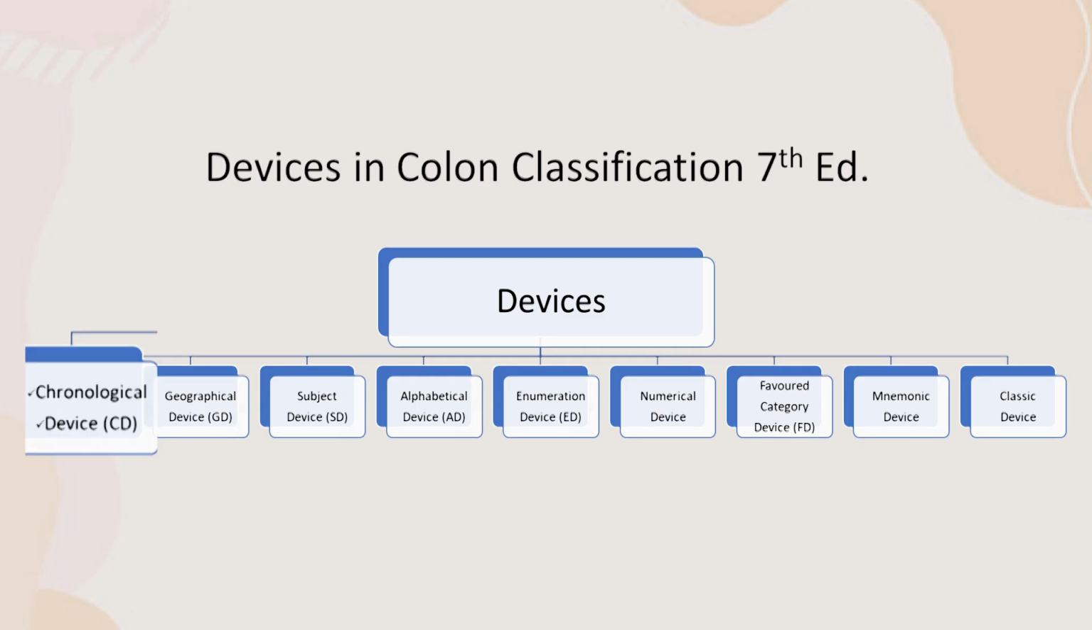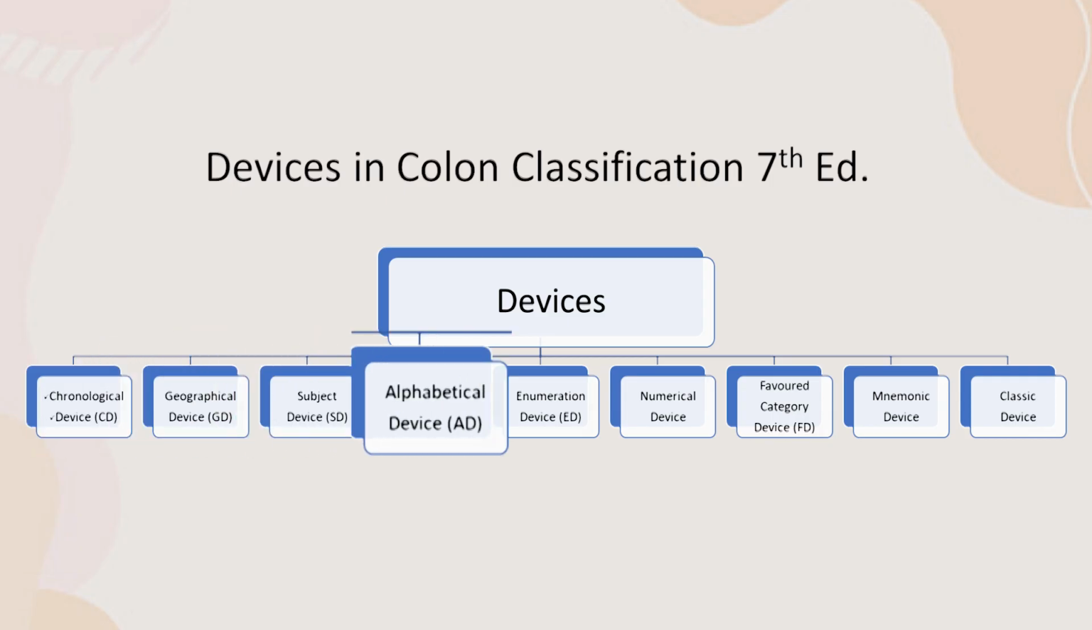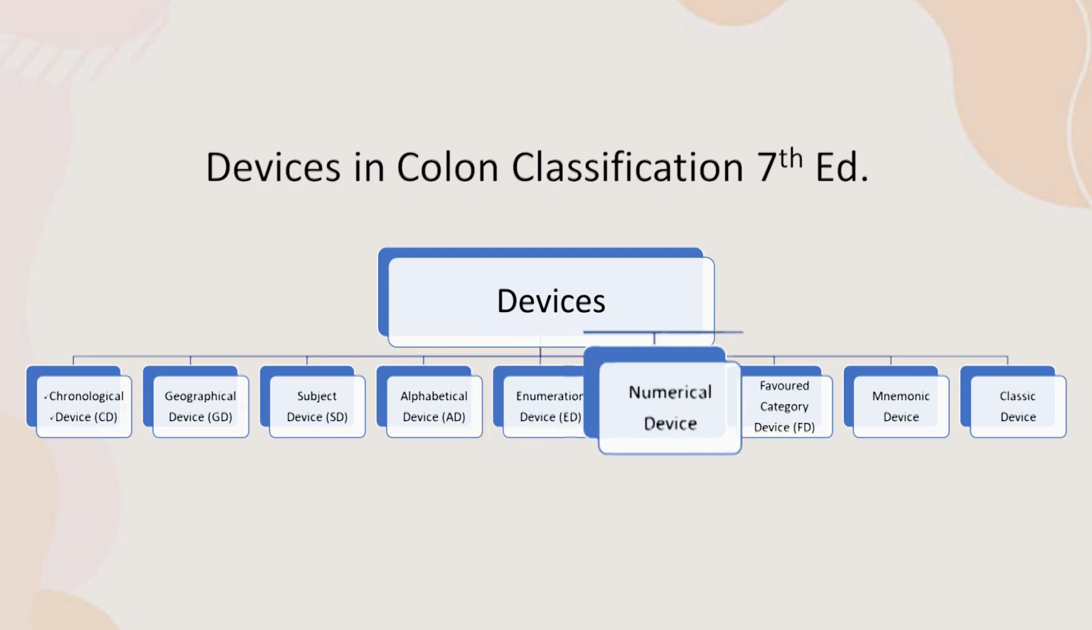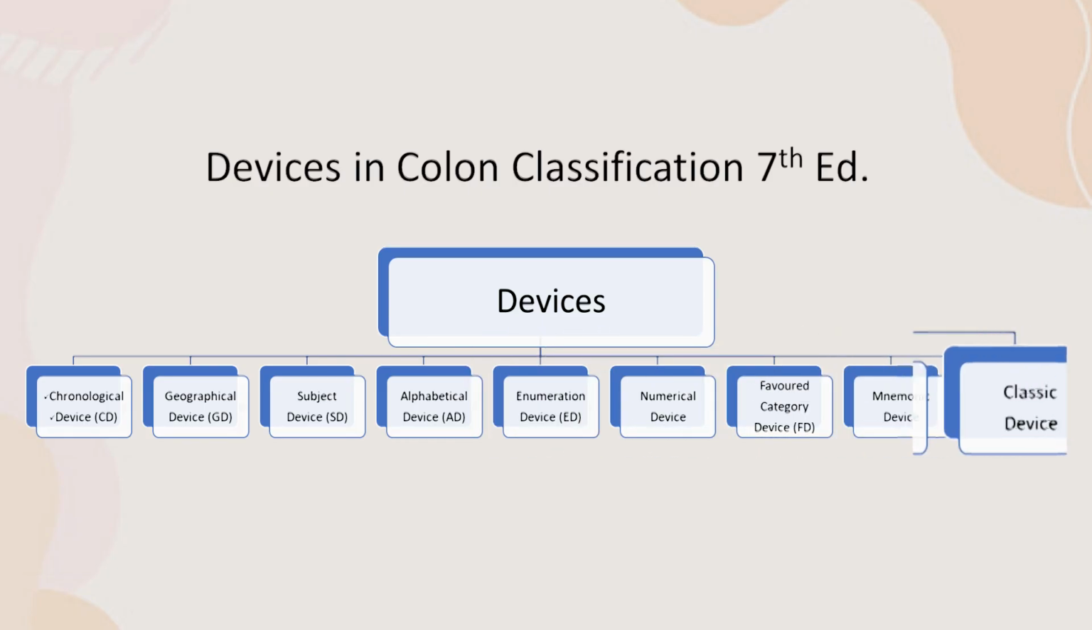Another concern in practicing colon classification 7th edition is the use of different types of devices. These may be chronological device, geographical device, subject device, alphabetical device, enumeration device, numerical device, favored category device, mnemonic device, classic device. In CC 6th edition, there was the superimposition device, which is not used here, but we can experience the concept of superimposition device in forming compound isolates.